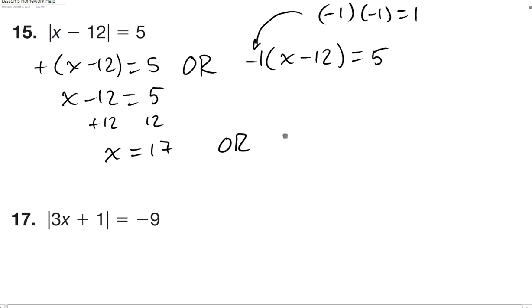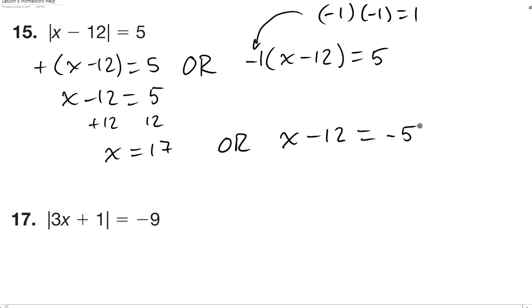So this will become x minus 12. But remember, if I multiply one side of an equation by a number, in this case -1, I have to multiply the other side of the equation by -1 also. So both the left-hand side and the right-hand side are being multiplied by -1. On the left-hand side, it forces this to become positive x minus 12. And over here, I'm going to pick up a -5.